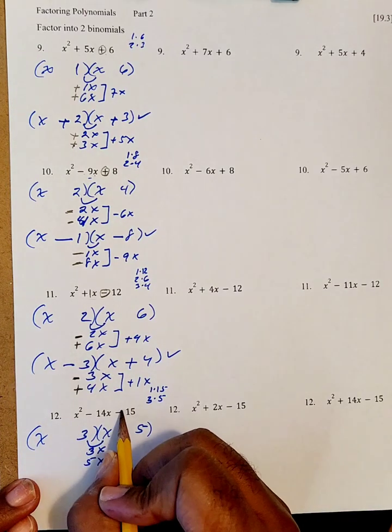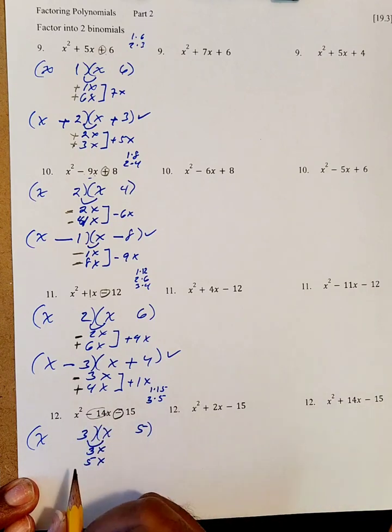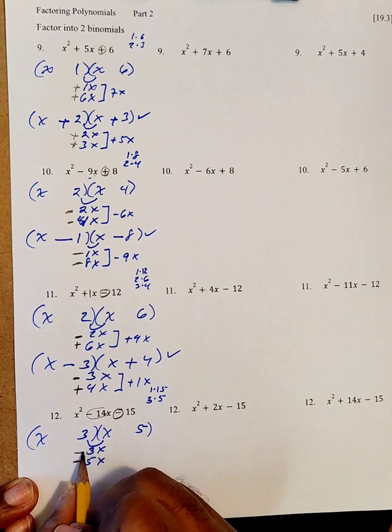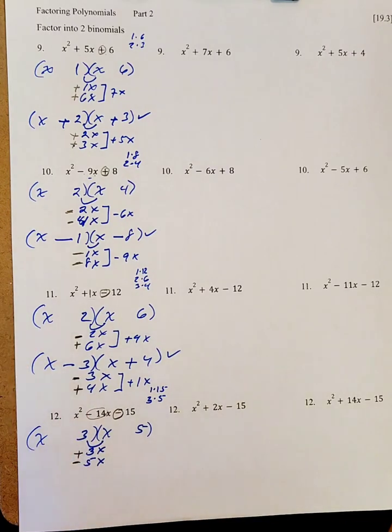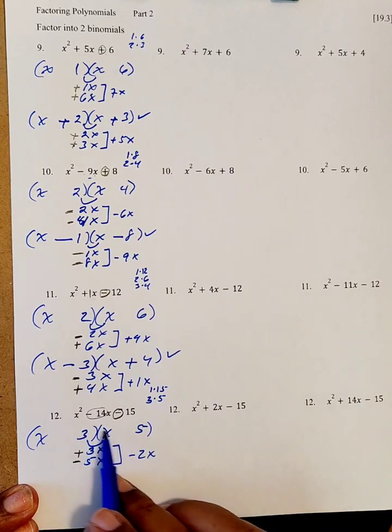And we need different signs to produce a negative number. With different signs, I would need to make the largest negative and the smallest positive, and that will give me a negative number. That will give me a negative 2x, but that doesn't match.